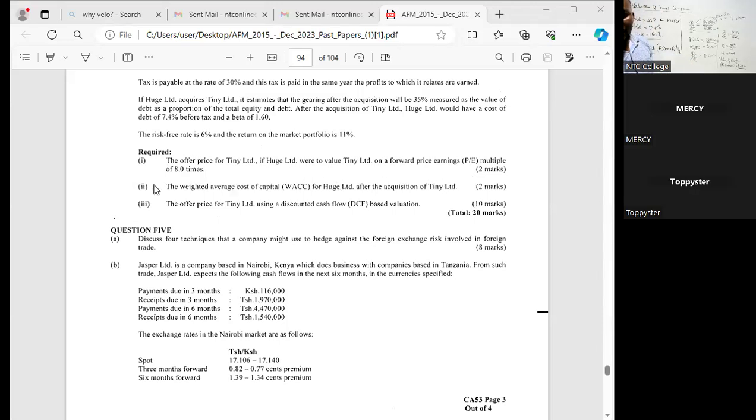But let's now proceed. The next question is saying that you get the weighted average cost of capital, WACC. And now use that WACC to calculate the discounted cash flow. That is what the examiner expects based on valuation. That is DCF, discounted cash flow, using the WACC. That is why you are calculating WACC first, then you discount.